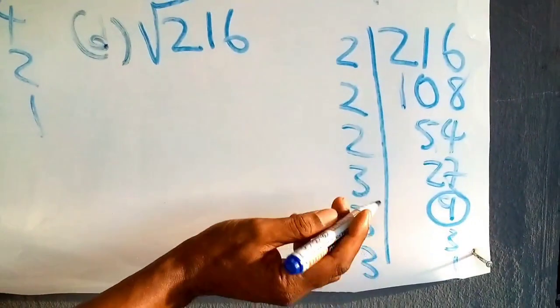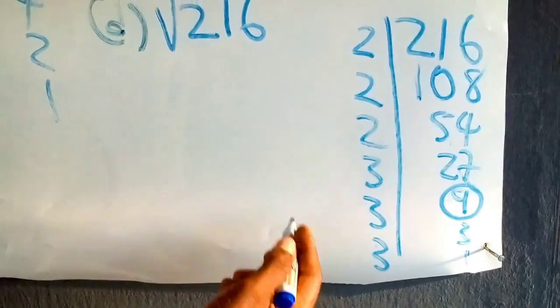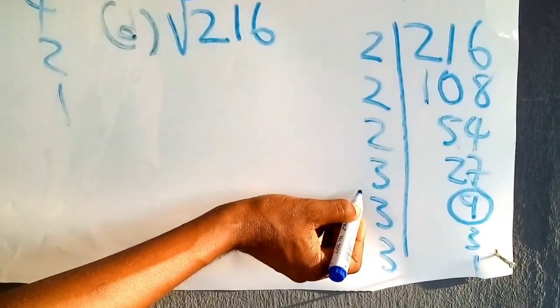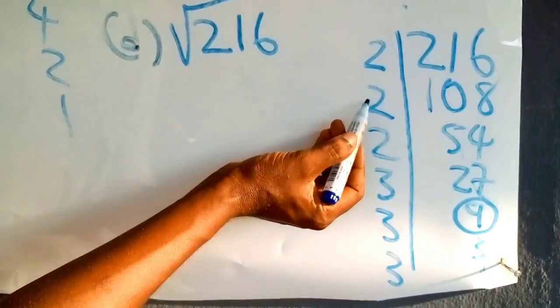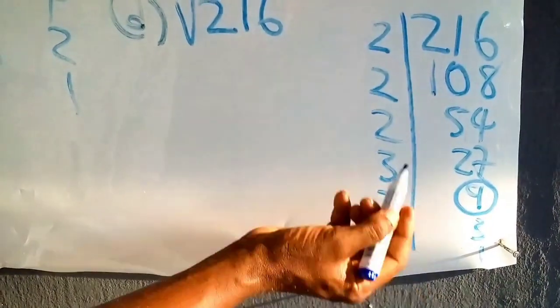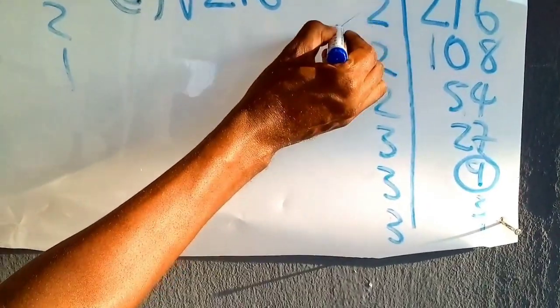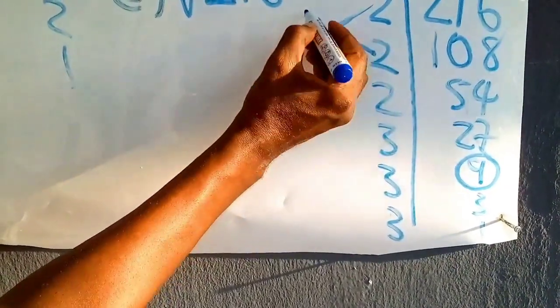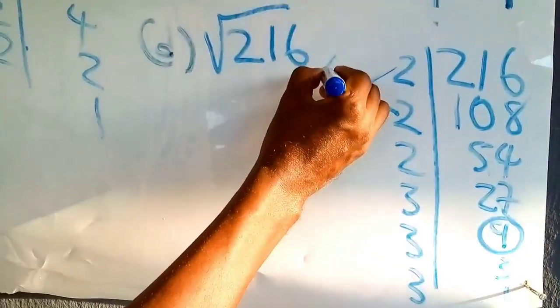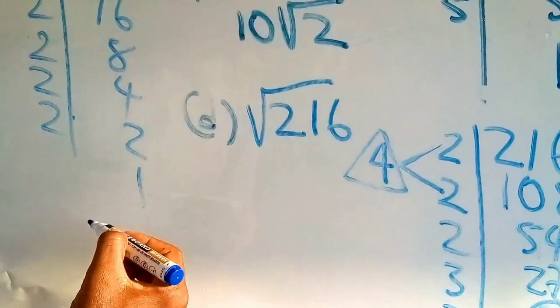After this 3. Since there's no perfect square here, and I need at least 2 perfect squares or more numbers, I will now get a perfect square from here. Yes, I have 2, 2, 2, 3. So, I can get a perfect square like 2 times 2, which gives me 4. And 4 is also a perfect square.